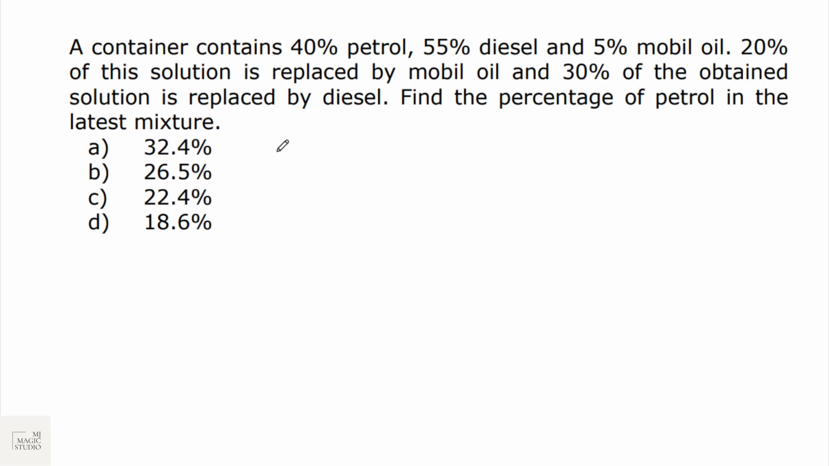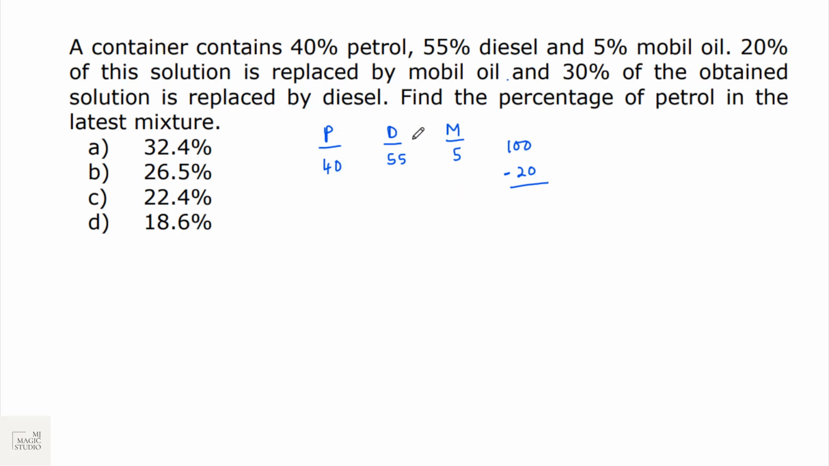Okay, let's see what we have. A container contains petrol, diesel and mobile oil, and the percentage is given. So let me take that as 100%. So petrol is 40 whatever unit, ml, cc, diesel is 55, and mobile is 5. 20% of this solution, the total volume of solution is 100, is replaced by mobile oil. We need to stop here.